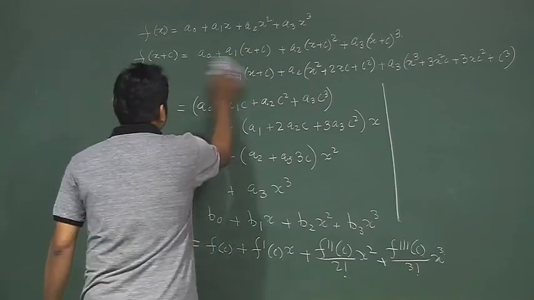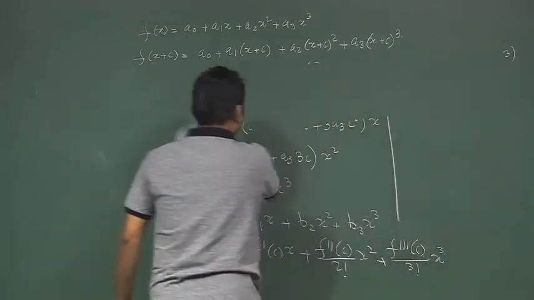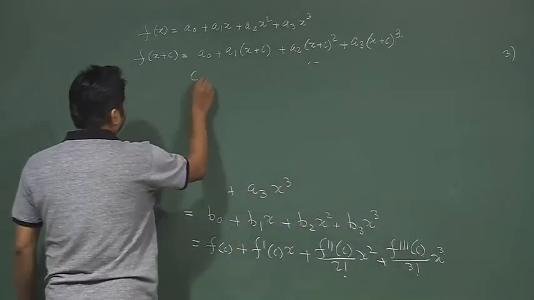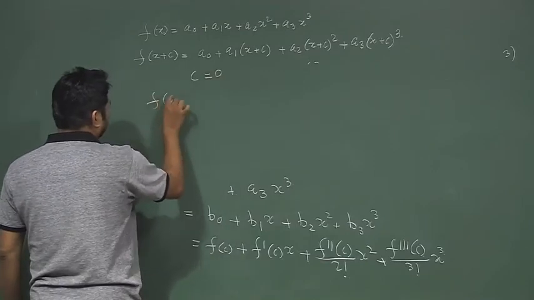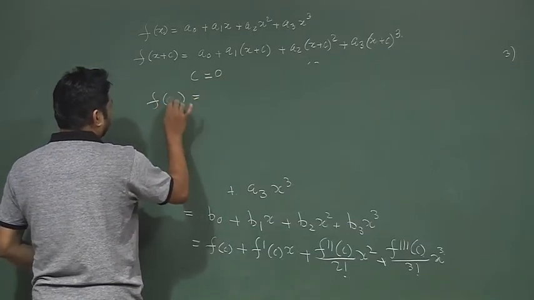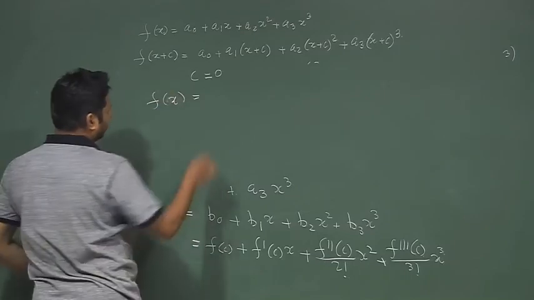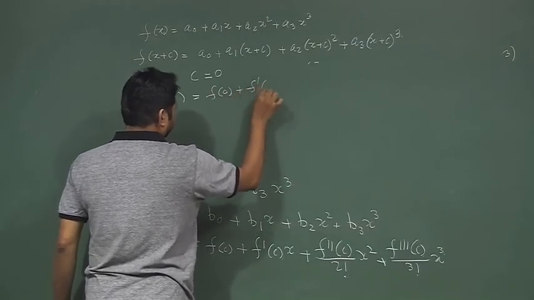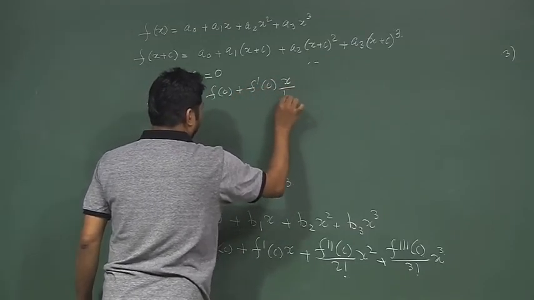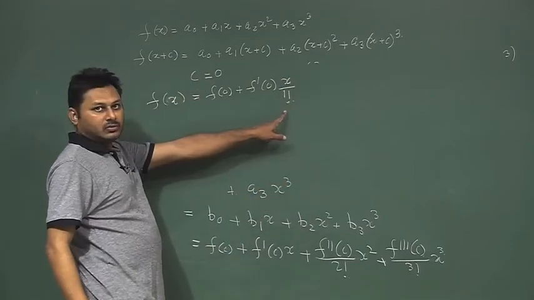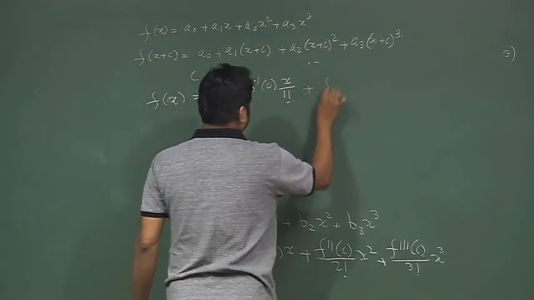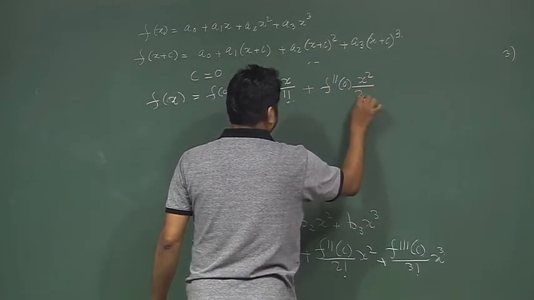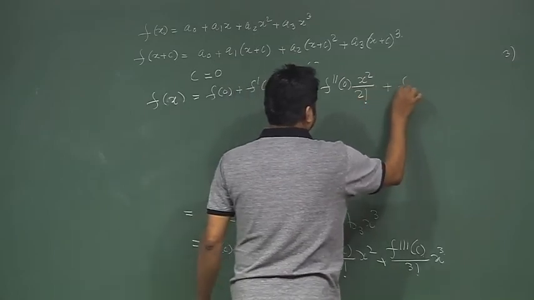Another important thing is that if I put c equal to 0, then f(x), with c equal to 0, I can also write in this form. I put a factorial 1 here to make it more convenient. Factorial 1 is 1, so I should not bother about this.